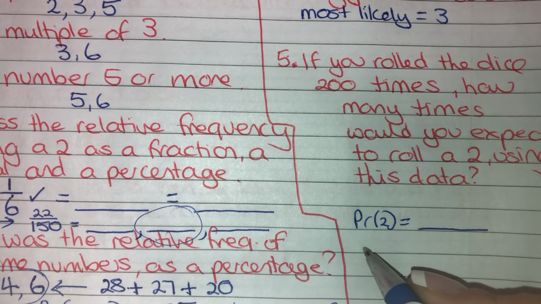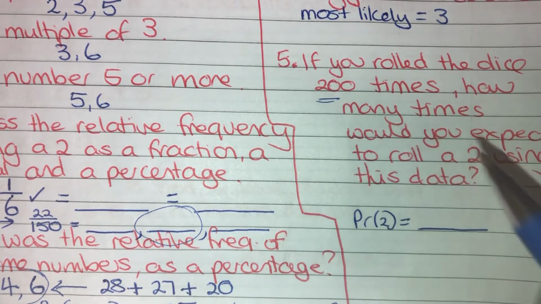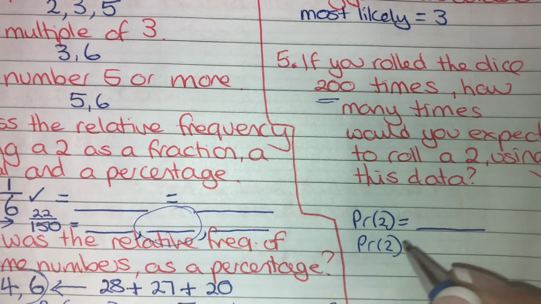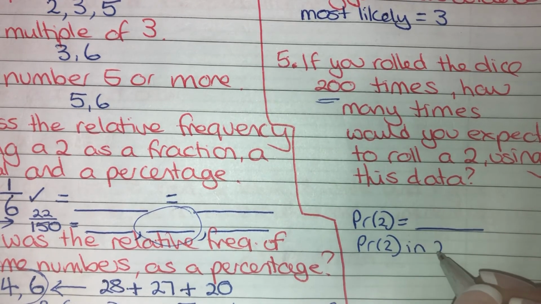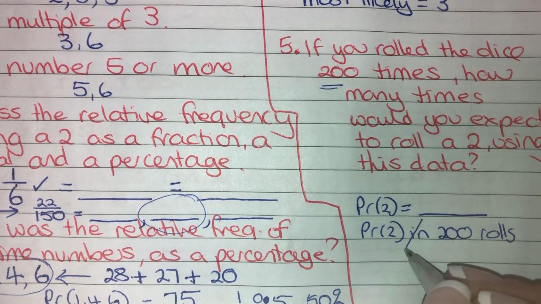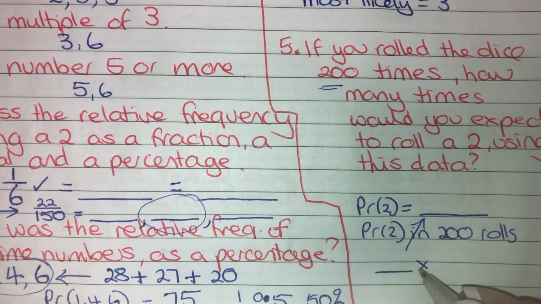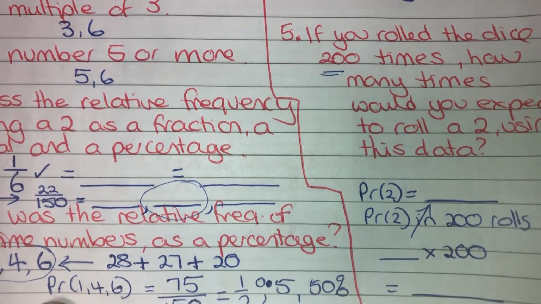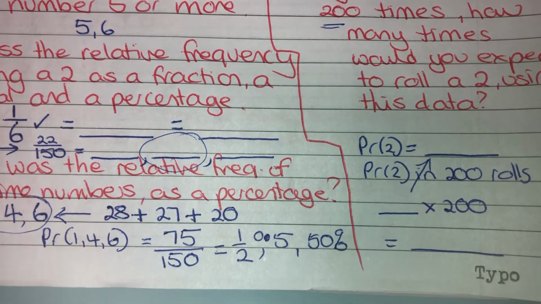And all you have to do is multiply that by how many times it's talking about. So the probability of getting a 2 in 200 rolls is going to be this decimal multiplied by 200. Now I'd love you to get an answer for that. We're going to come back when everyone's done with the video and we're going to go through that answer.